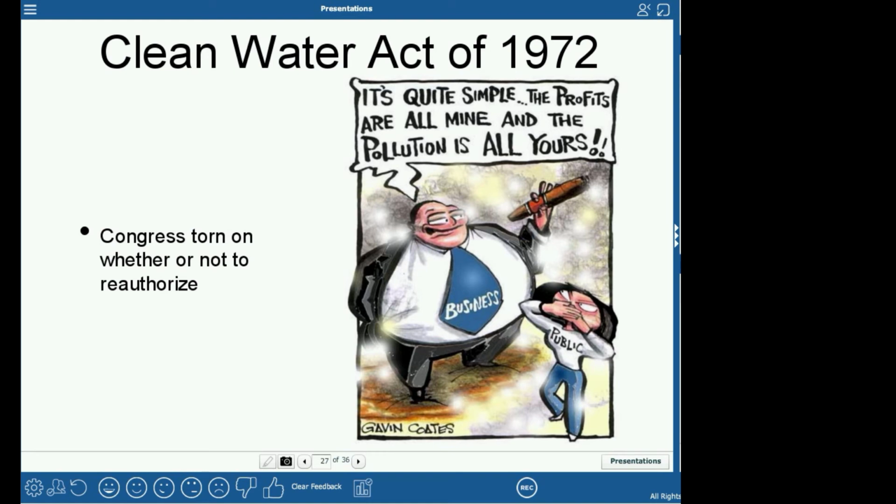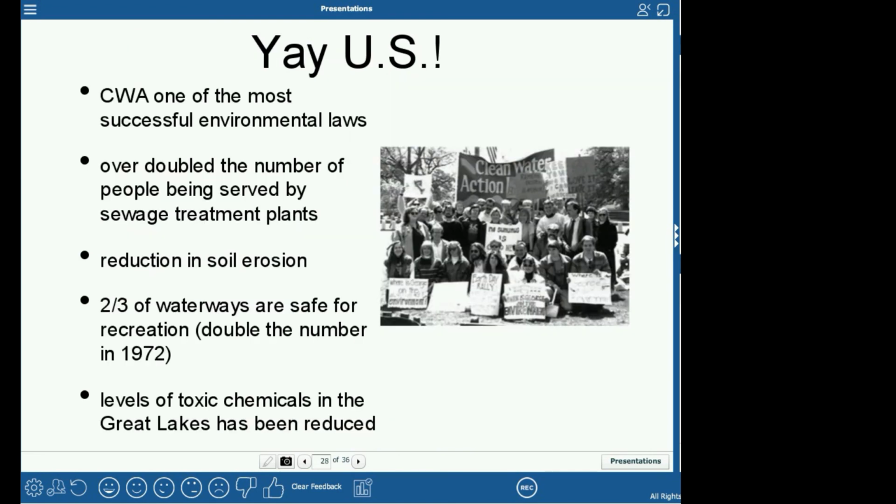Except for some reason, Congress keeps being torn on whether or not to reauthorize this act, even though it's done so much good. Politicians' campaigns are usually funded by businessmen, and those businessmen are sometimes from companies that have to spend money to regulate, to put filters on their factories or whatever, because of these acts, and so they'd rather not do that.